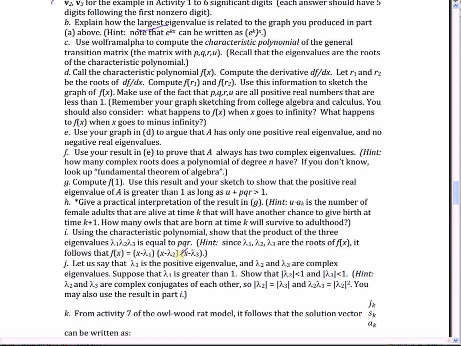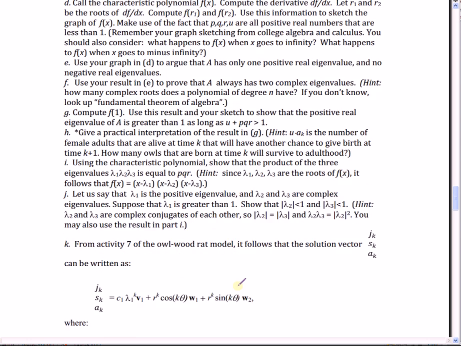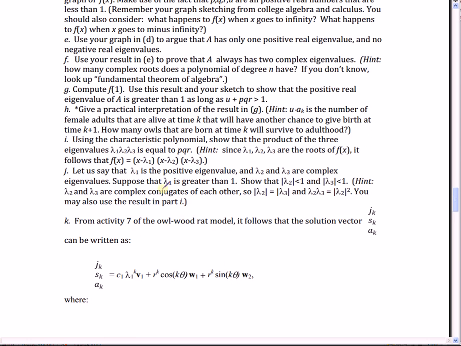So this is all algebra. It's understanding the equation and knowing how to use algebra. Nothing new here. This is all college algebra. Now, from activity 7 of the Owl-Woodrat model, it follows that the solution vector, forgot the brackets here, can be written in the following way.